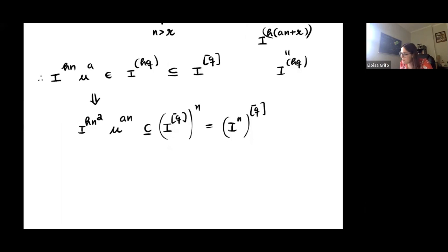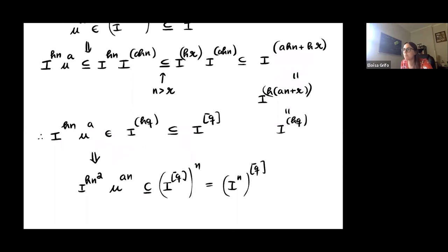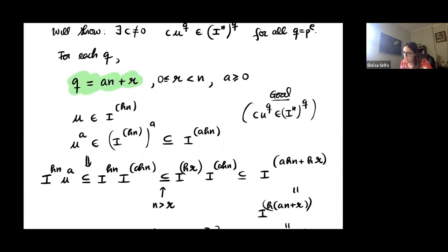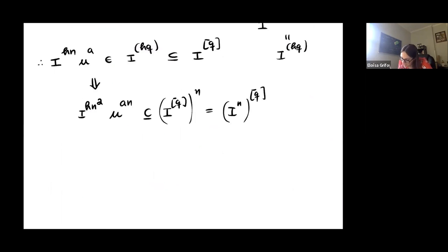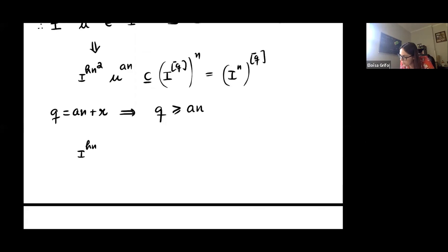Conclusion, I'm going to do just one more silly thing. Notice that Q is AN plus R. Let me write that here. Q is AN plus R. So in fact, I'm going to make a very silly statement. Q is at least AN. So if I had written I to the HN squared times U to the Q, that would be inside of here. Let me write that out. And that would be contained in I to the N to the Frobenius.